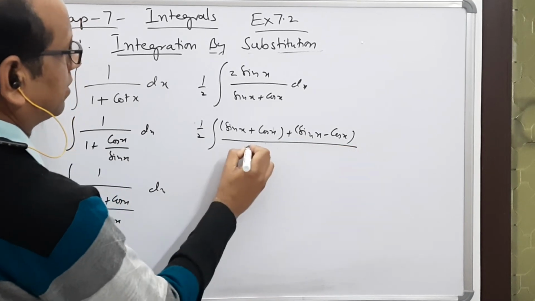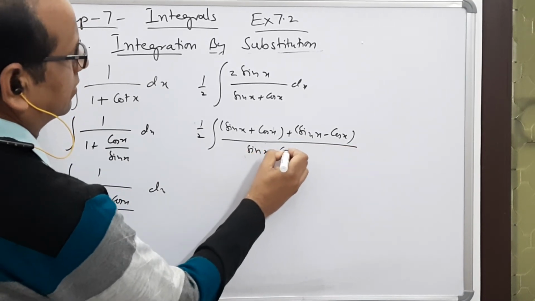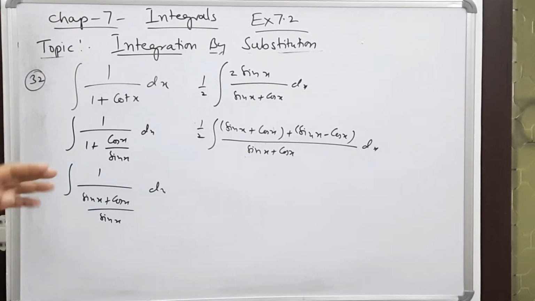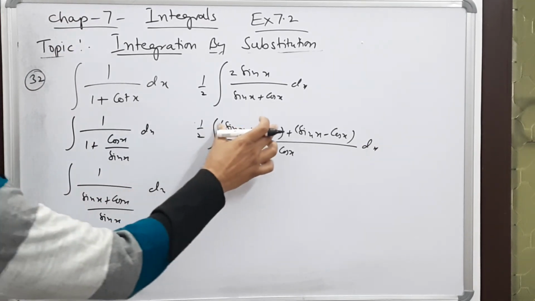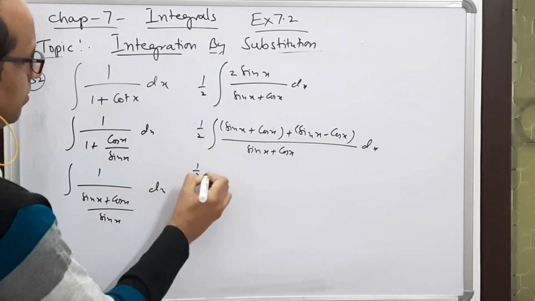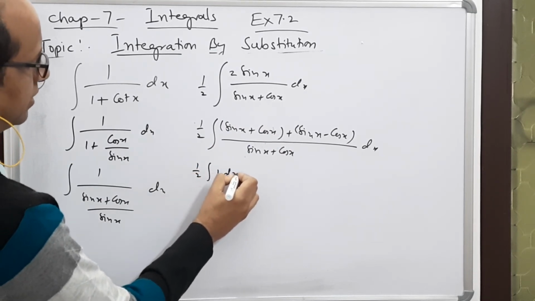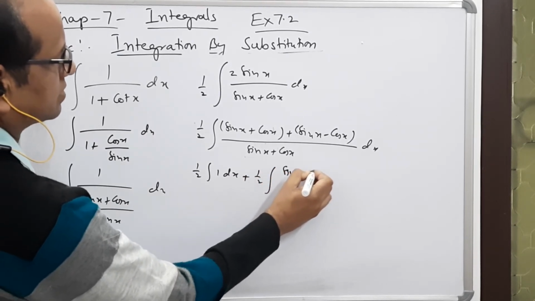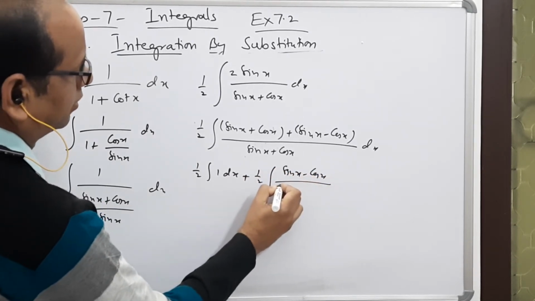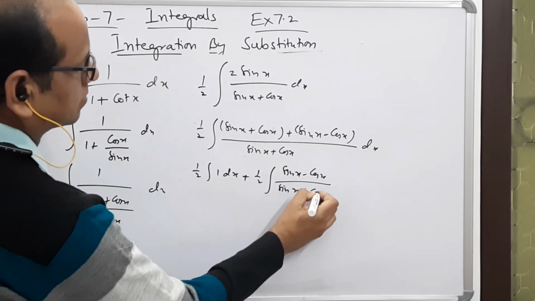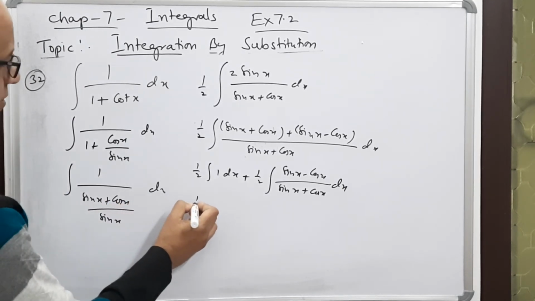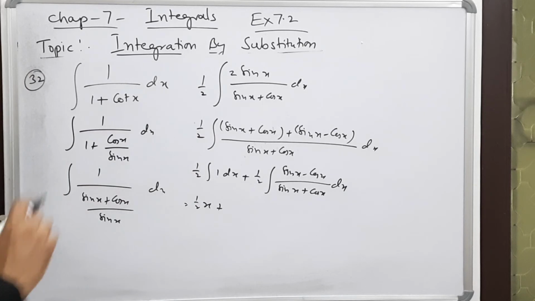And now we separate the LCM in the next step. Please see this part. Now you study nicely. In the next step, the first part upon this, so it will be half 1 dx and it is half sin x minus cos x upon sin x plus cos x. Please see this step now. So the answer of the first part is half x. But you see the second part.